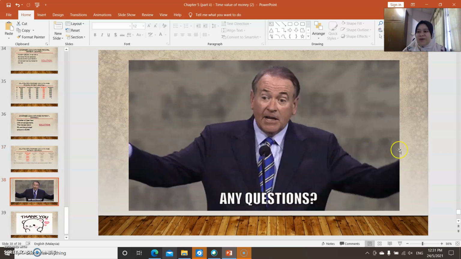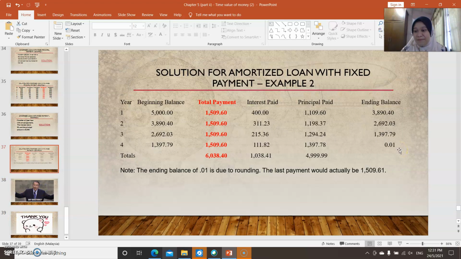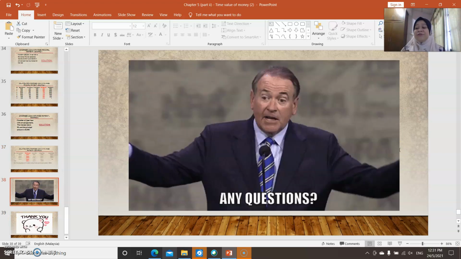Okay, so I guess that's all for this chapter. If you still have any questions regarding the chapter, any part that you don't understand, please do let me know. You can WhatsApp me personally. You can ask me any question that you don't understand. Don't worry, I will give you a lot of questions to do so that it will enhance your understanding of this particular chapter.